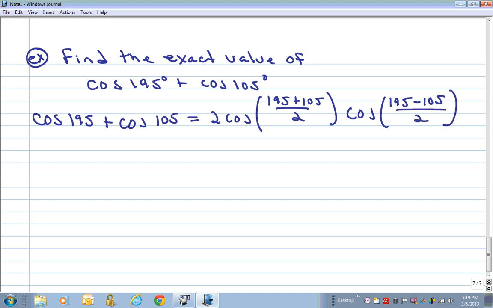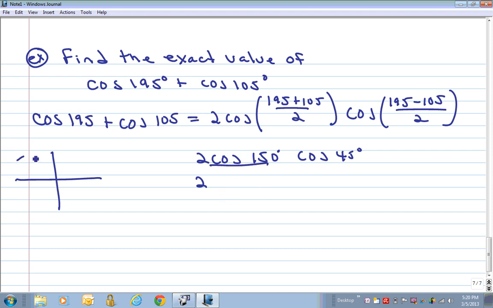All right, let's just do a little reducing here. So we have 2 cosine of 195 plus 105 divided by 2, which will be 150 degrees, and cosine of 195 minus 105 divided by 2, which will be 45 degrees. I'm going to use my reference angles, because some of you were getting a little confused in class today about this. This is going to be 2 times, and we're going to figure out what cosine 150 is.